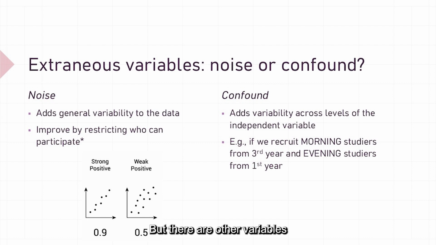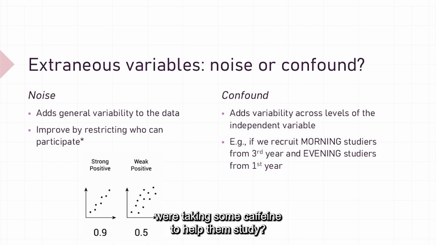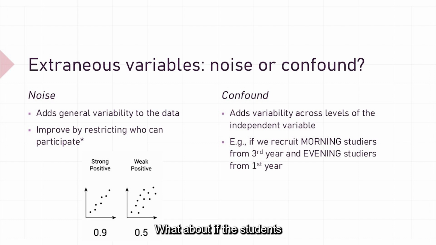But there are other variables that can influence our results. How about if the students were taking some caffeine to help them study? What about hunger? What if the students try to eat some sweets to help them think? Or where the students were studying? In their home? Or maybe in the library? Or maybe somewhere a little bit noisy, like in a cafe? As a researcher, we would like to control those variables. How can we do that?